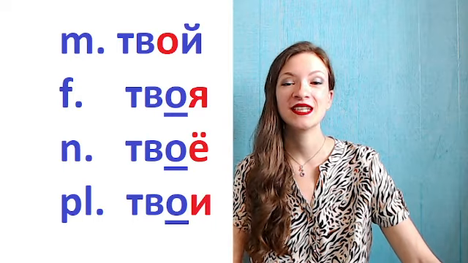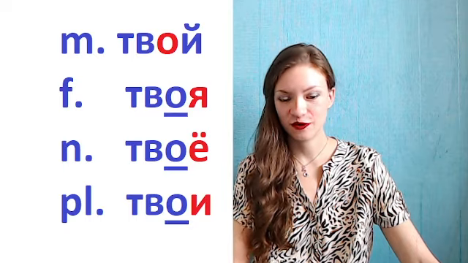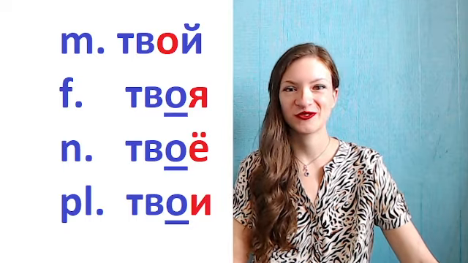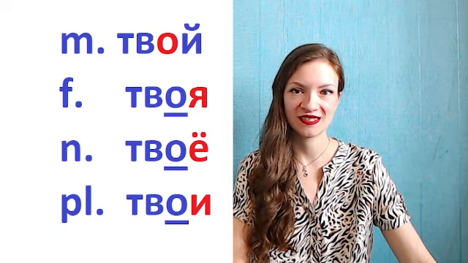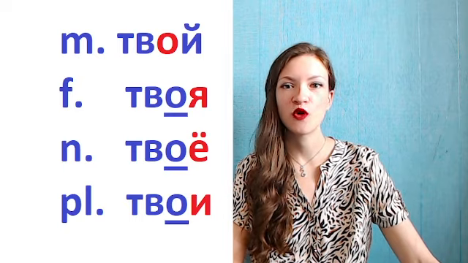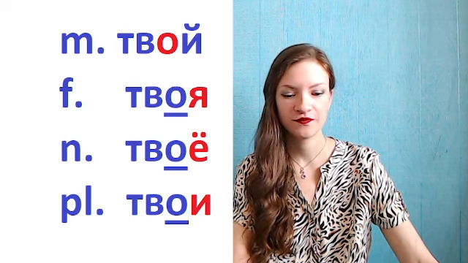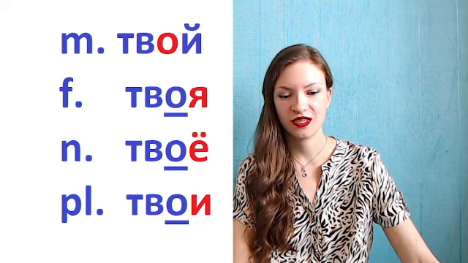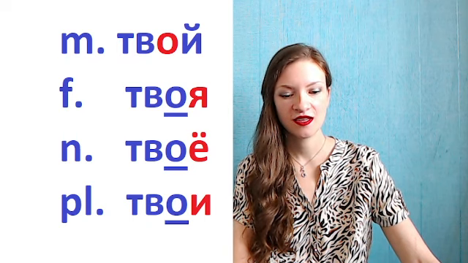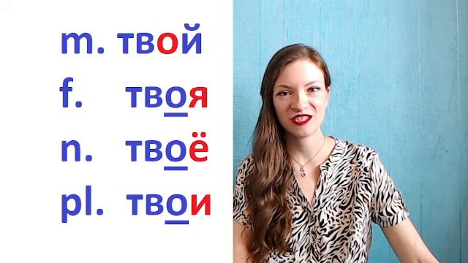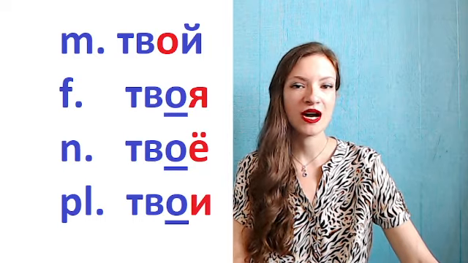And let's talk about the possessive pronoun твой, your. So we have three genders and plural form, of course, the same as we had in that Russian possessive pronoun мой. So in masculine you say твой, твой.